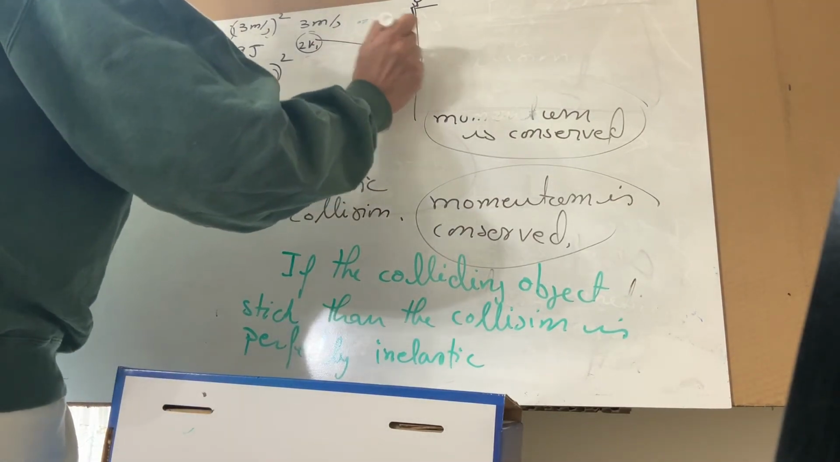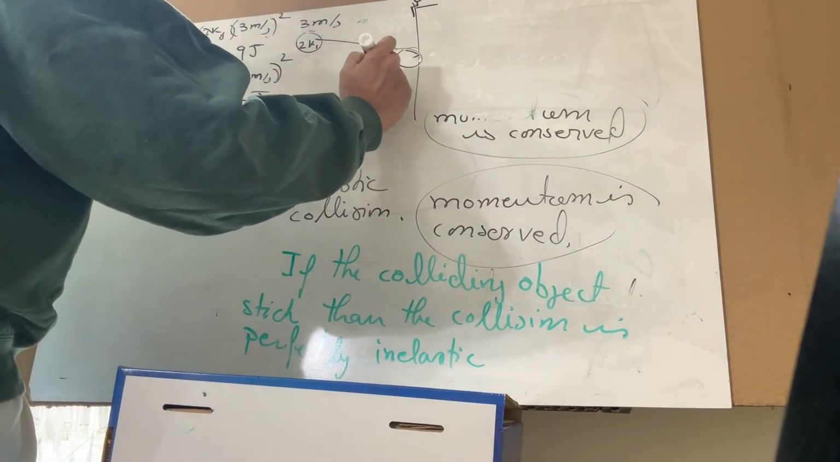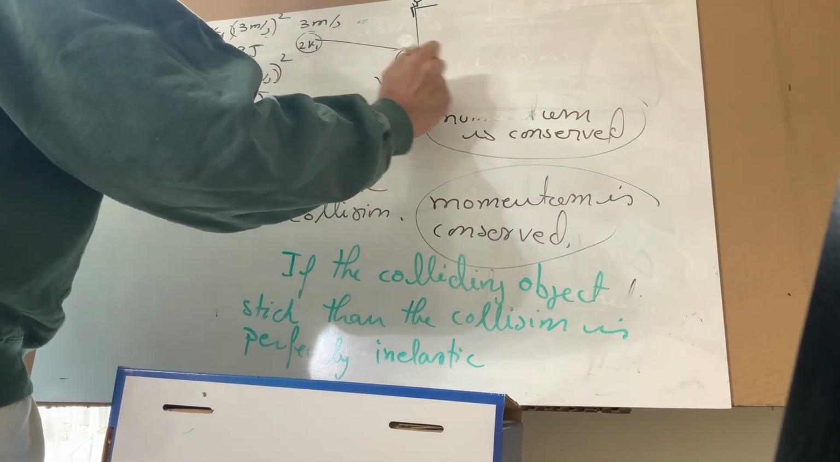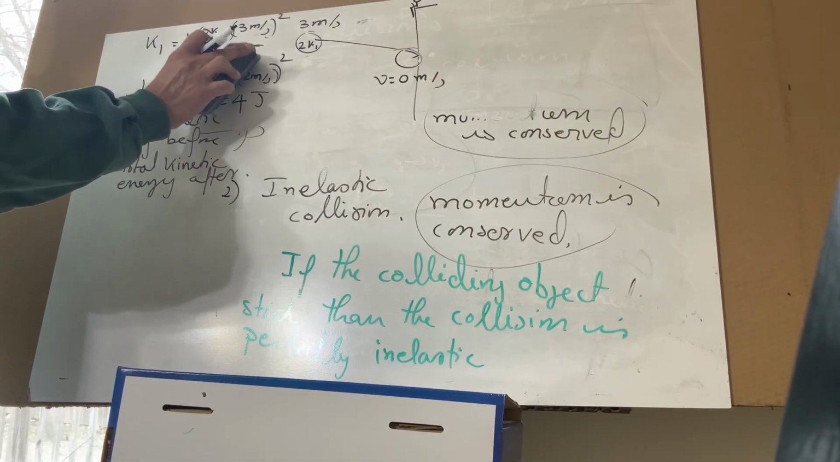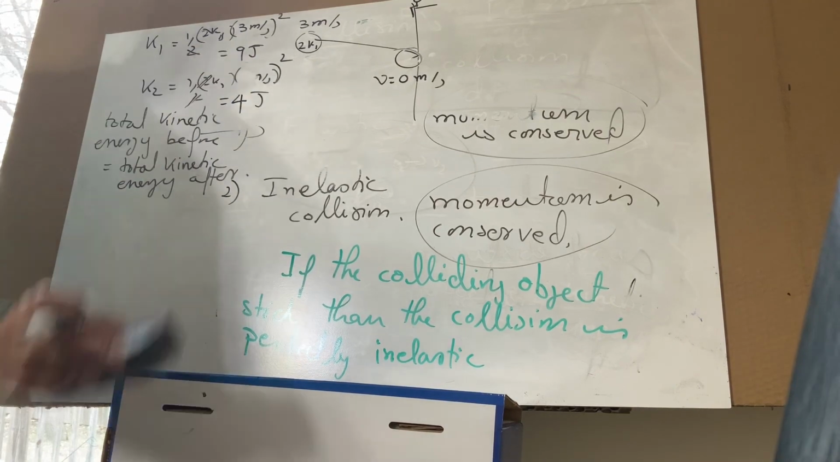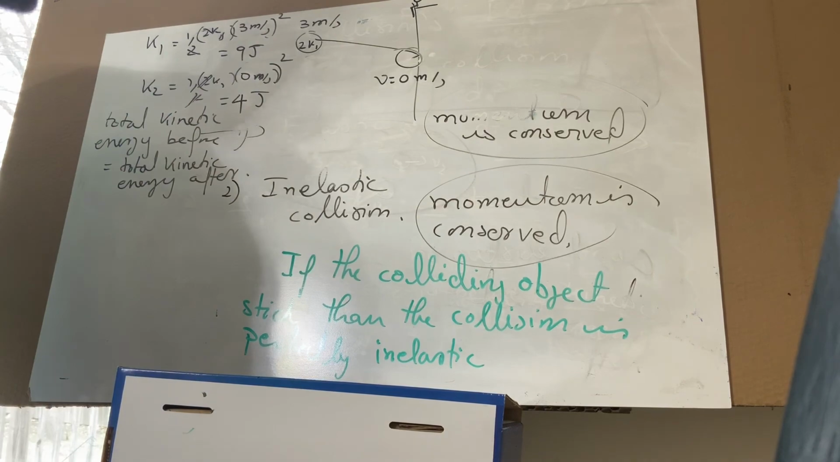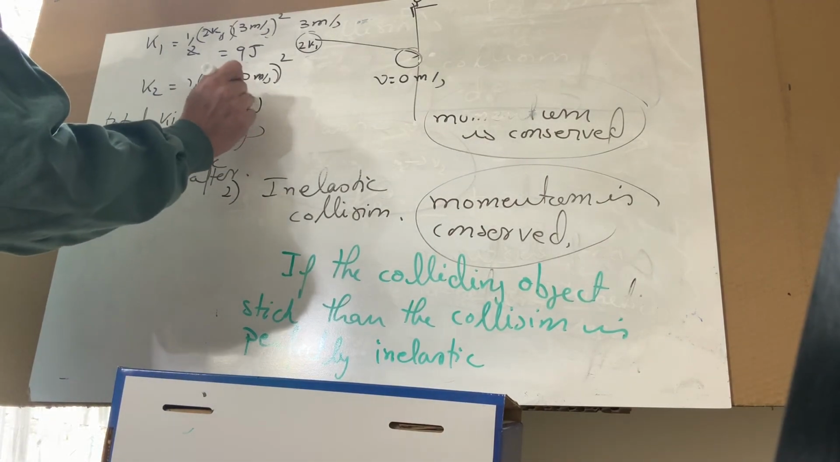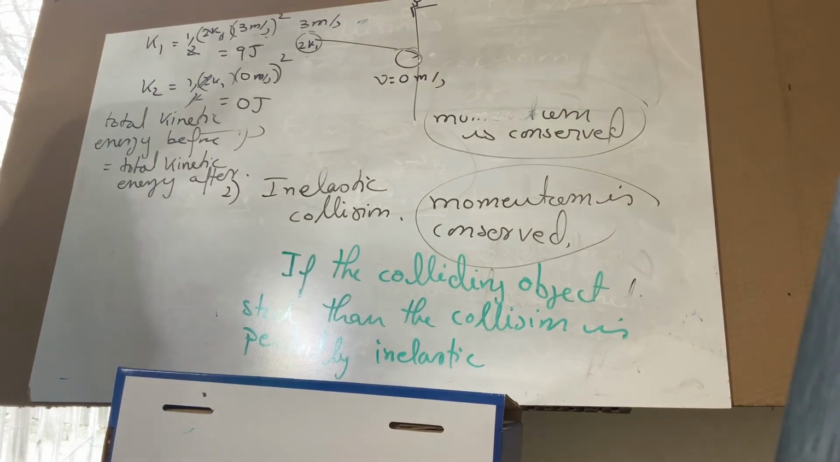And if it sticks, okay, if I throw this object and it sticks, that means the velocity after collision is 0, right? So what is the total kinetic energy? Before it's 9; after, because it sticks, this is 0 meters per second. So the total kinetic energy is 0 joules. So the numbers are not equal. So this also is an inelastic collision.